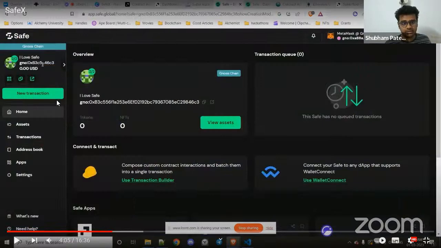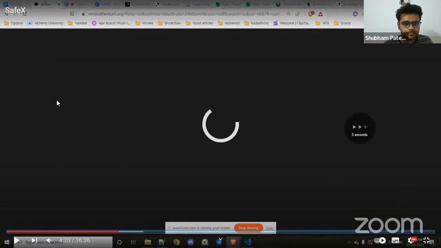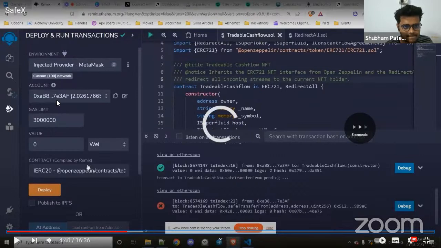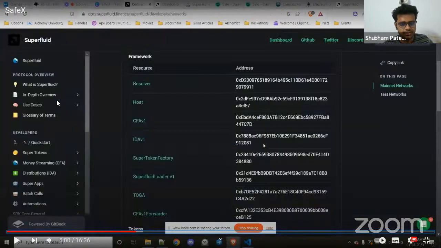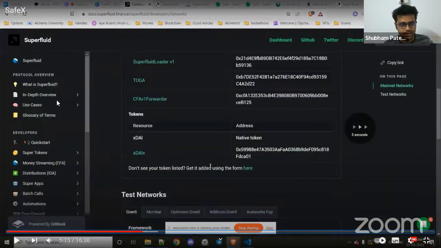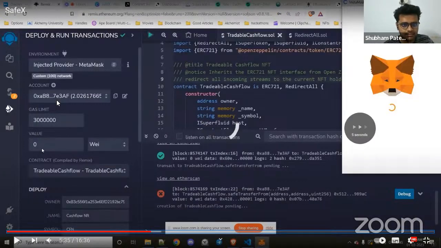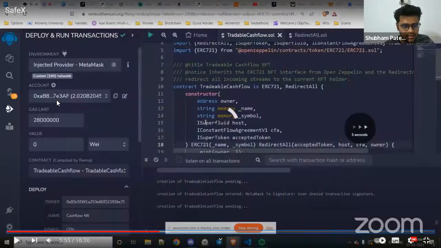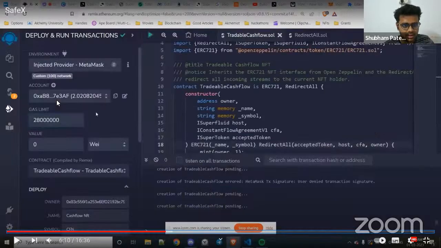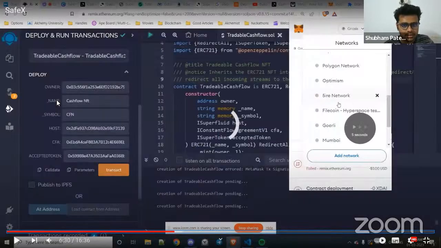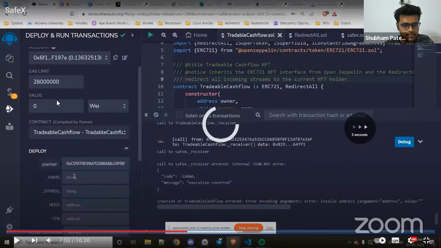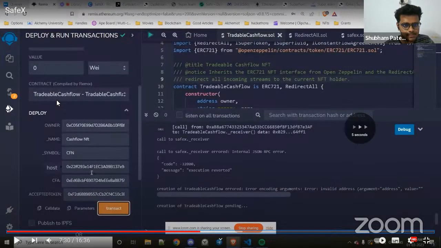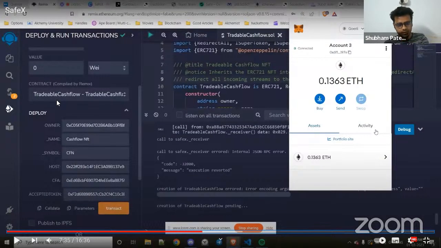First we deployed it on Gnosis, but we were facing some issue deploying the tradable cash flow NFT on Gnosis. So then we deployed it on Gorilla. I tried to set it up with Gnosis first, but later I set it up with the Gnosis Safe on the Gorilla network. I'll be showing the address in the next part of the video.